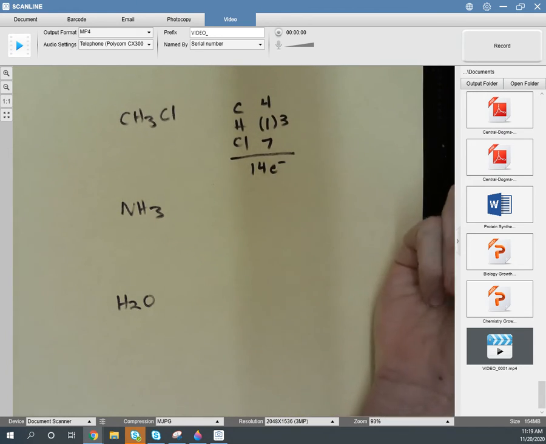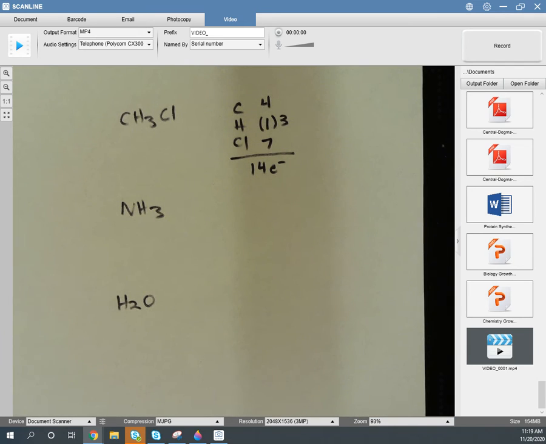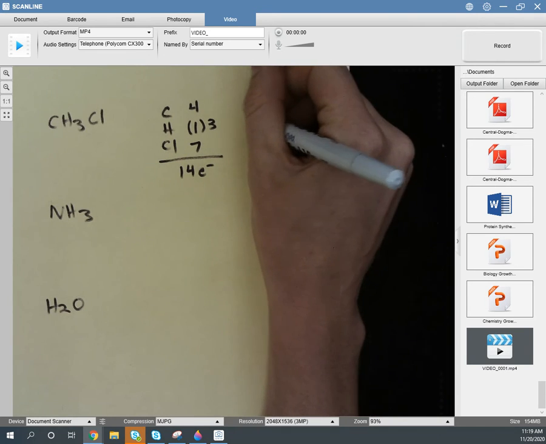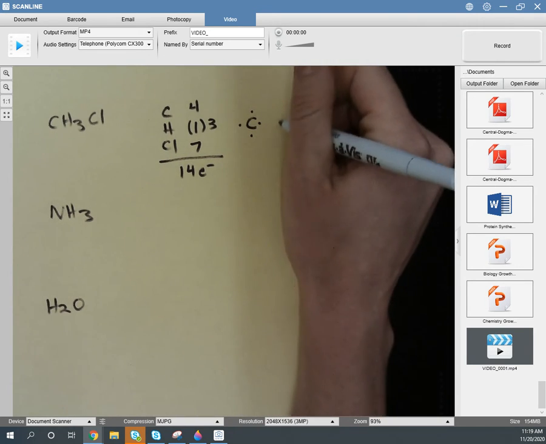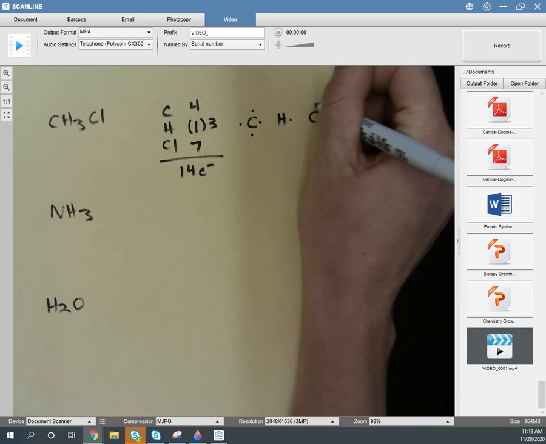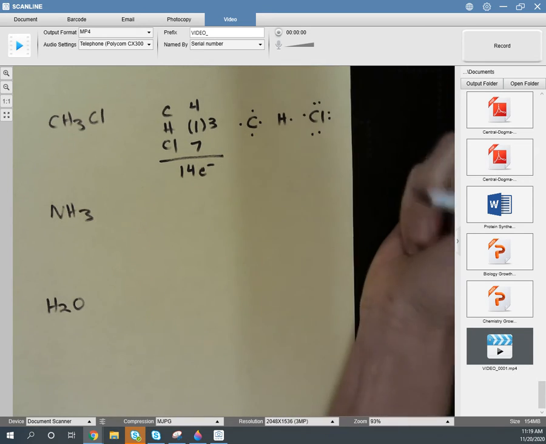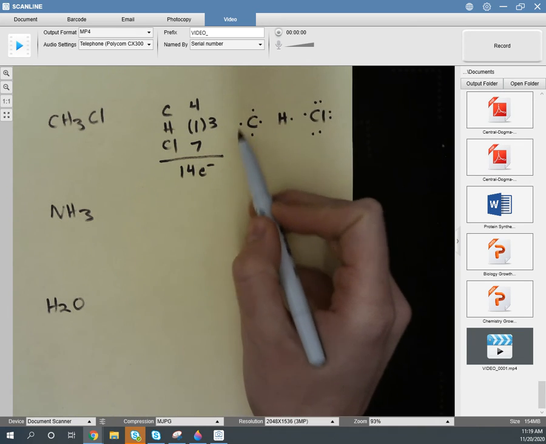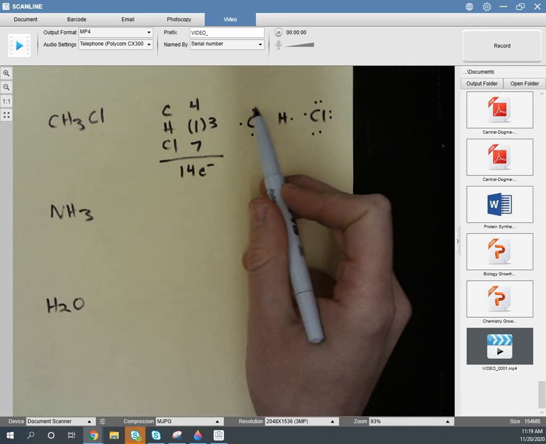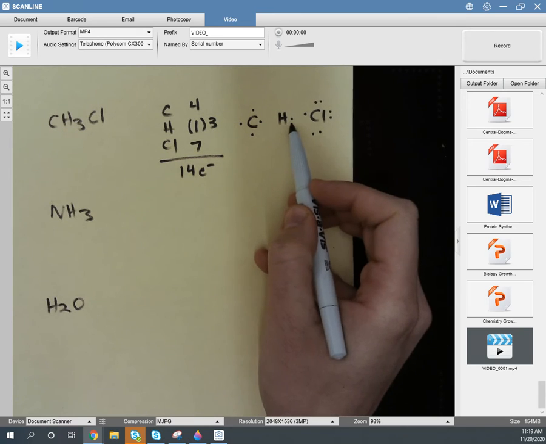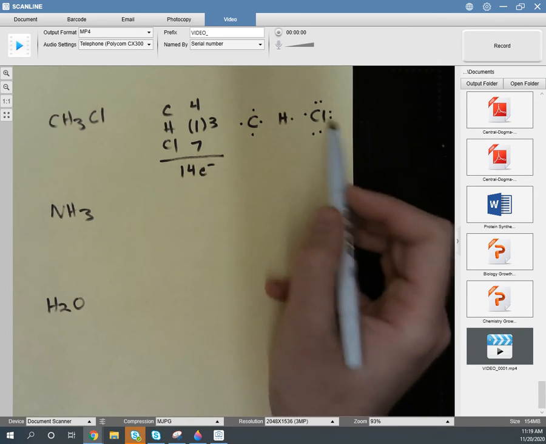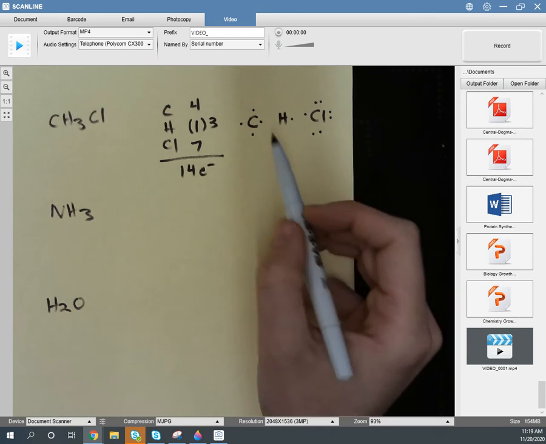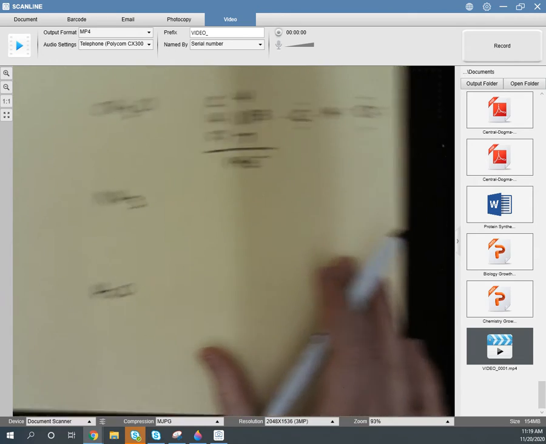That's step 1. Step 2 is to figure out which atom goes in the middle. Well, if I draw out the individual dot diagrams for each of these elements, to figure out which one goes in the middle, we're going to see which one has the most unshared electrons. Carbon has 4 dots that are unshared. In other words, we have just a single dot on each side. Hydrogen has 1 dot that is unshared, and chlorine has lots of dots, but only one of them is unshared. So the one with the most unshared electrons is carbon. That's the one that's going to go in the middle.